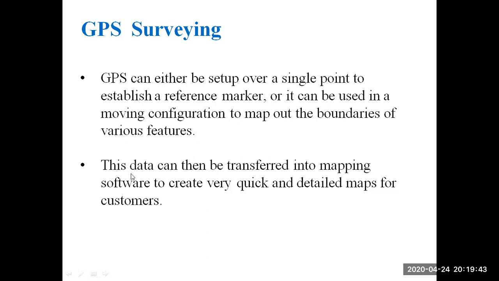Next, this data can be transferred into mapping software to create very quick and detailed maps for customers. So the data obtained from the GPS receiver is transferred into the mapping software to create quick and detailed maps for the customers. After receiving the data from the GPS receivers, we transfer this data into mapping software, and then we determine the quick and detailed maps for the customers.